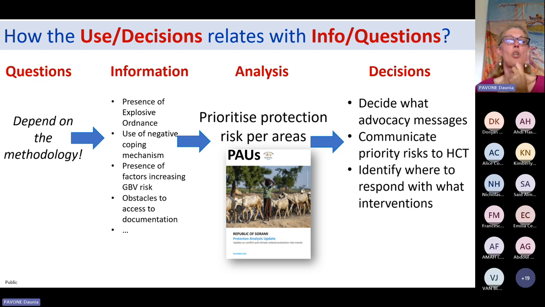Yes, thank you, Kimberly. So you have a number of types of information that you were looking for. Most affected area and severity, most vulnerable communities. I gave examples of specific types of information: presence of explosive ordnance, use of negative coping mechanisms, presence of factors increasing GBV risk, et cetera, et cetera. Now, what type of method would you use? All good. All your answers are really good. Clearly, I've been working a lot on your PAOs. What methods and sources would you be using?